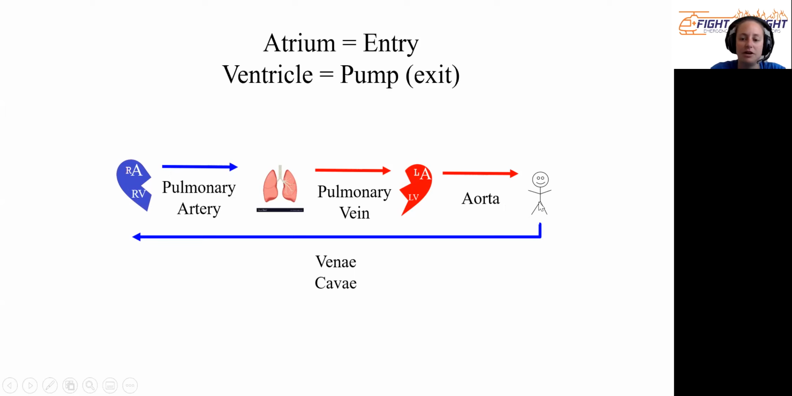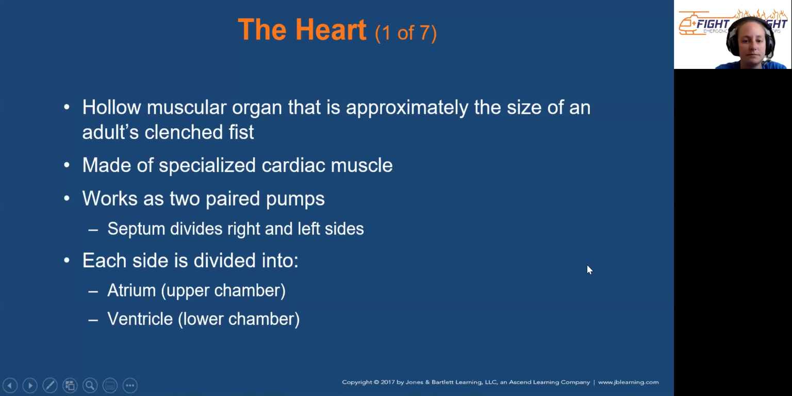And then after that, blood goes all through the body and comes back to the heart through the vena cava, right back up to the right atrium. Okay. So the heart is a hollow organ, and it's a muscle. It's about the size of a clenched fist, and it's made up of special tissue. Remember, it has special muscle tissue called cardiac muscle.